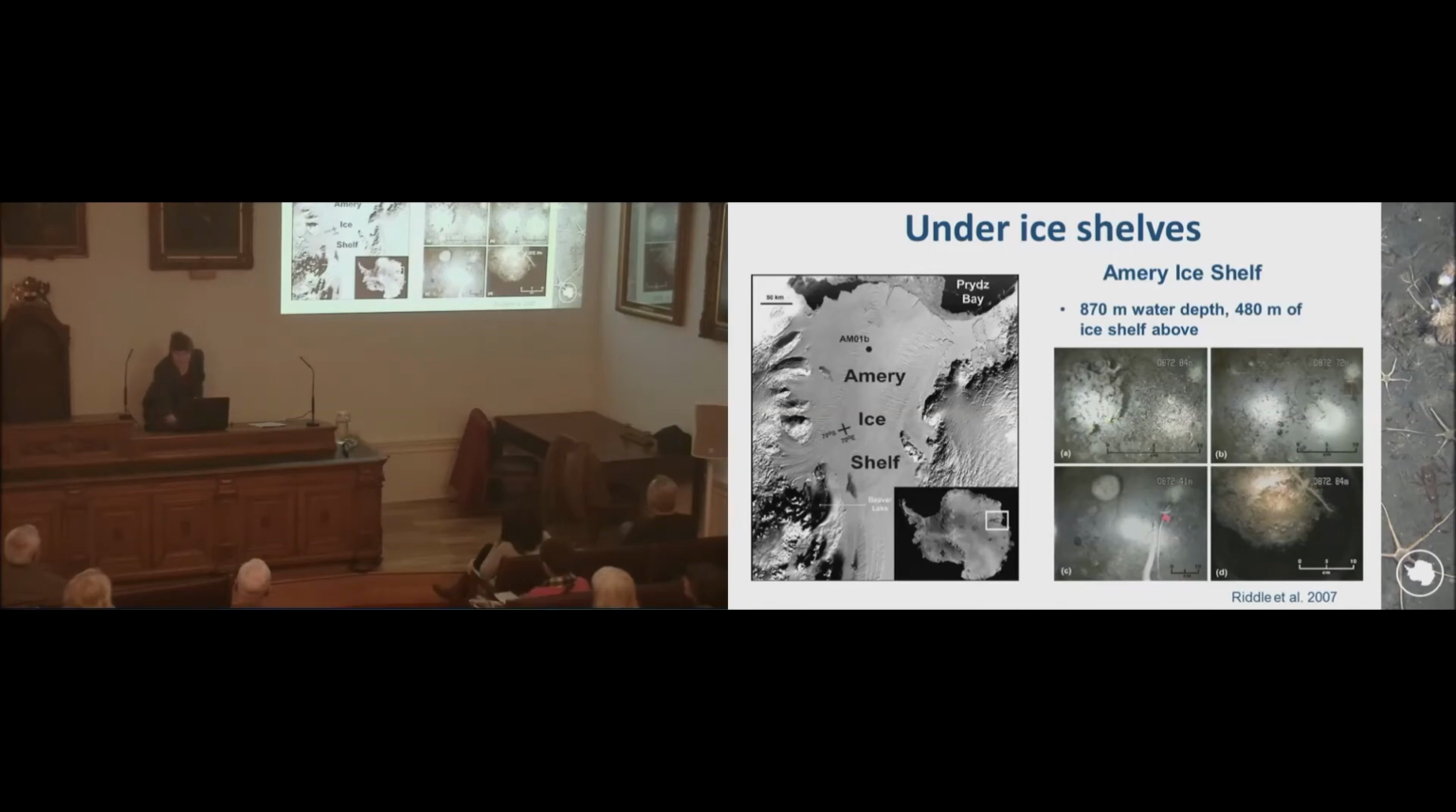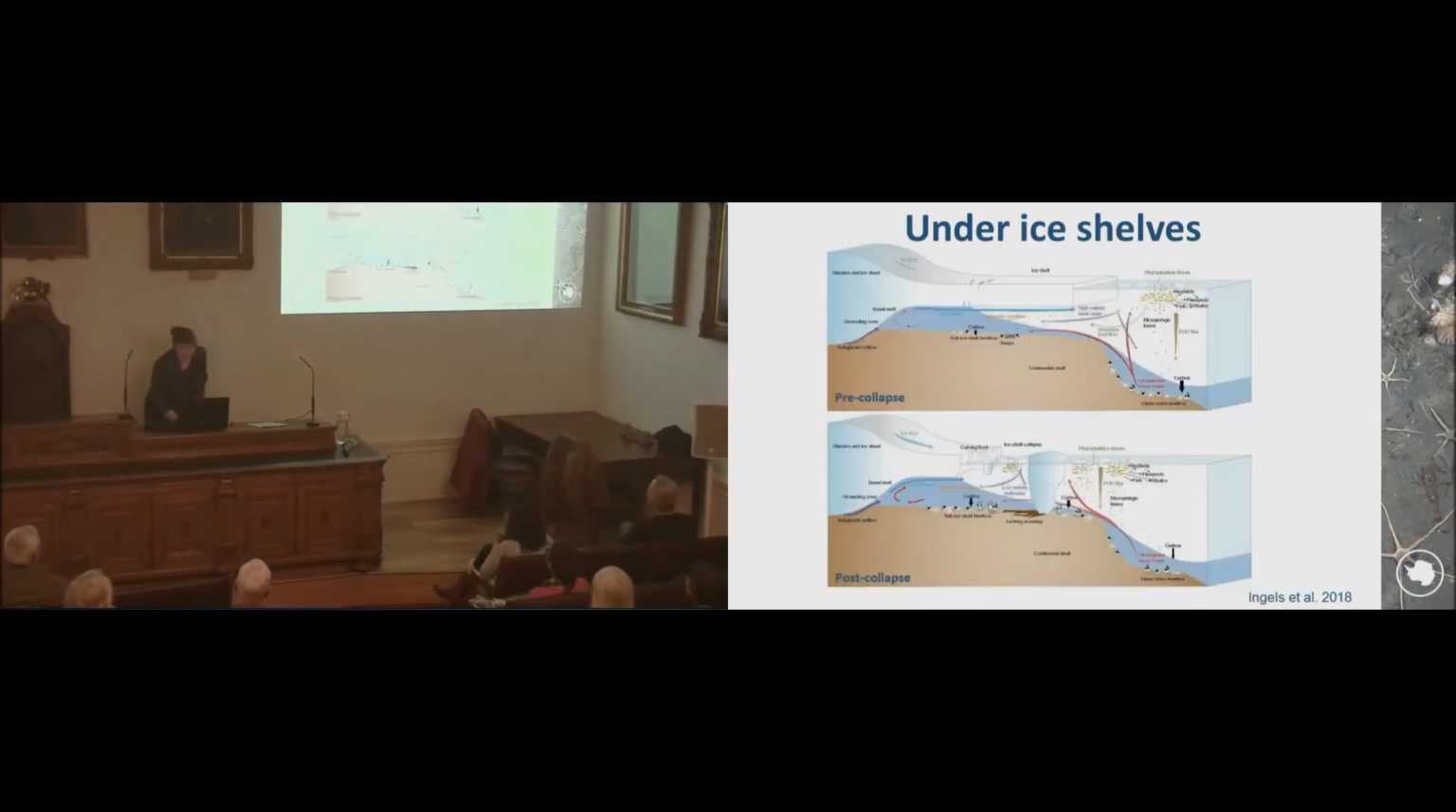I don't think we have that in all the other ice shelves. Because what we have, and that is a pre-collapse image of an under ice shelf habitat, is we often only have a few meters, maybe 10 meters, between the sill here and the ice shelf on top. So we don't have the currents coming in. So this is why we have this unique community here.